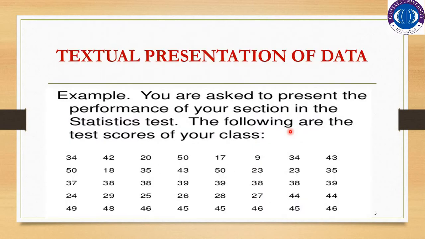Textual representation of data. For example, you are asked to present the performance of your section in the statistics test. The following are the test scores of your class. This is simply the ungrouped data. Now, what can you do? There are two methods to represent the textual type of data. One is you arrange it from lowest to highest value, and the second one is the stem and leaf plot.